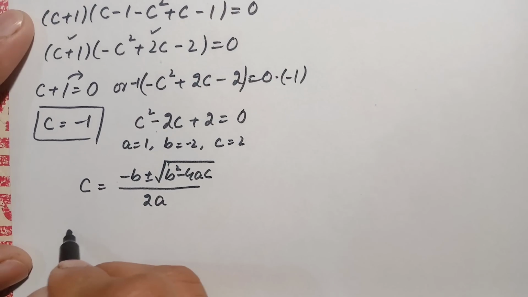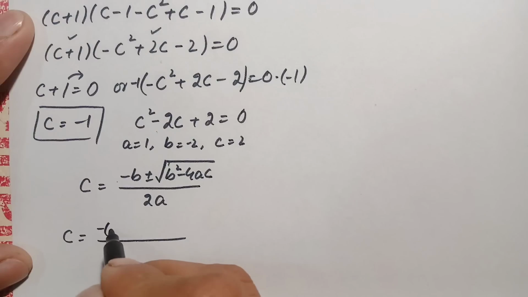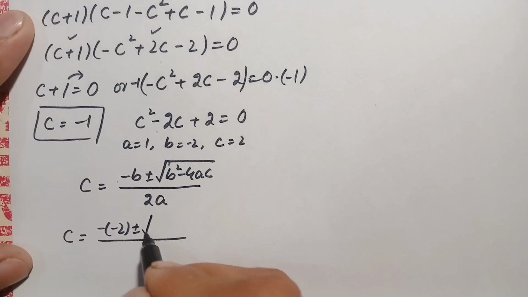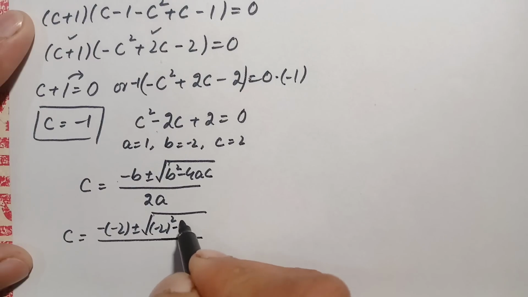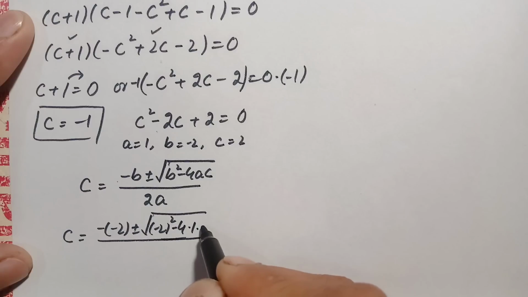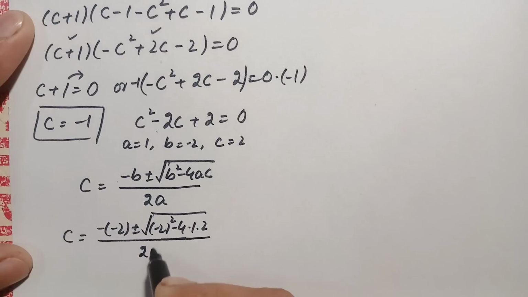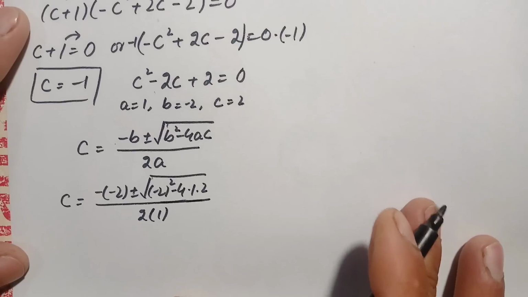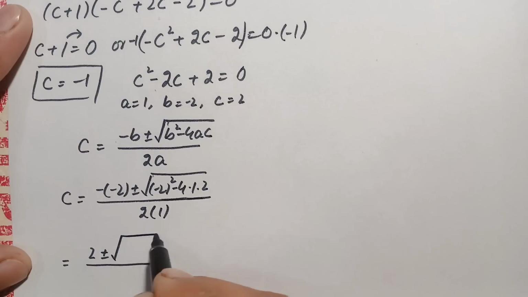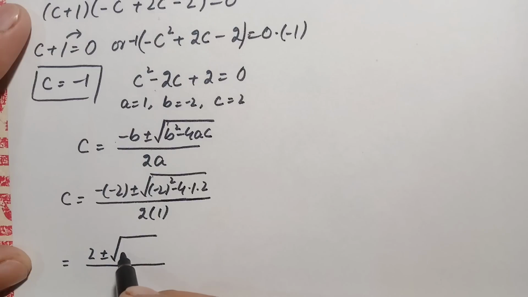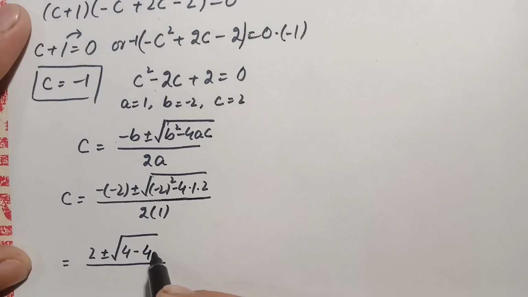Now let us substitute the values of a, b, c from here. So this will become c is equal to -b, the value of b is -2, plus minus square root of b square, b is -2, so this will become (-2) square minus 4ac, the value of a is 1 and the value of c is 2, divided by 2 times the value of a, which is 1. Further simplifying the right hand side, negative times negative is positive, so it will become positive 2 plus minus square root of, here (-2) square is simply 4, minus 4 times 1 times 2, divided by 2 times 1 is 2.